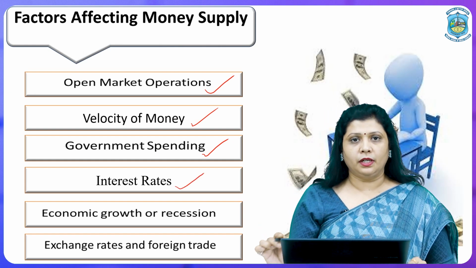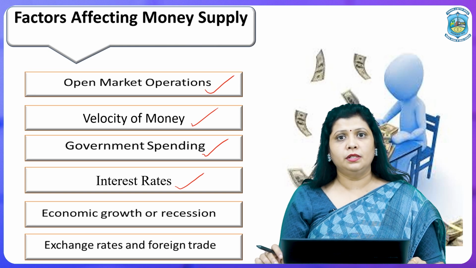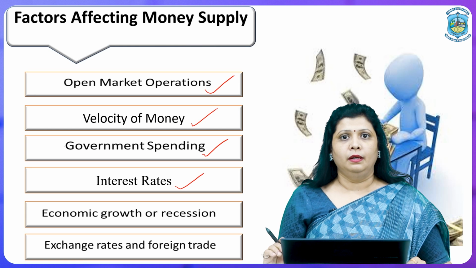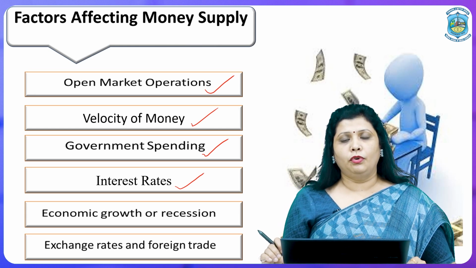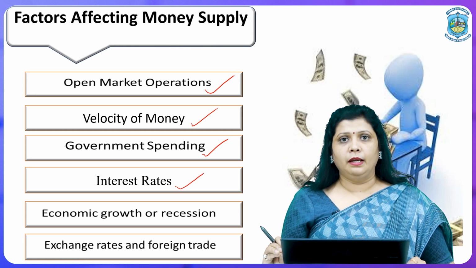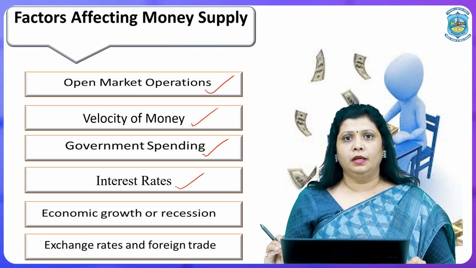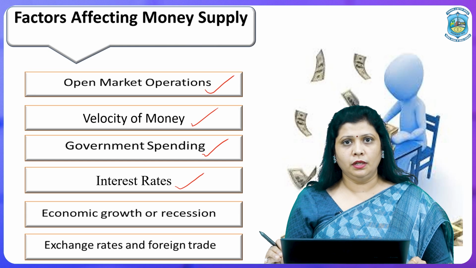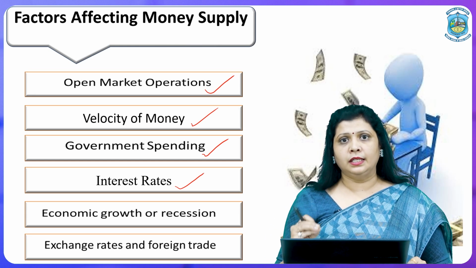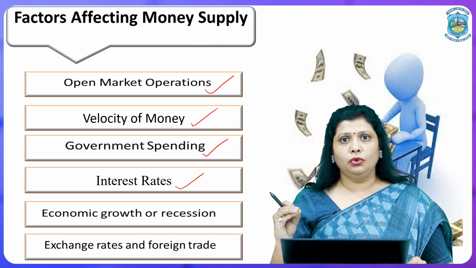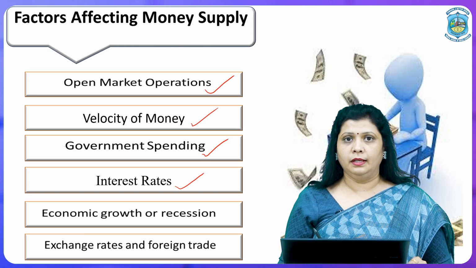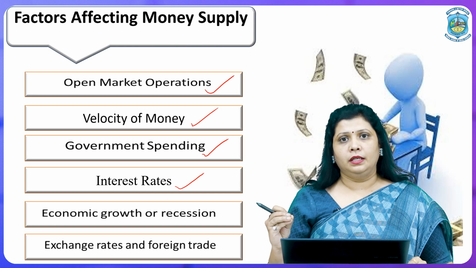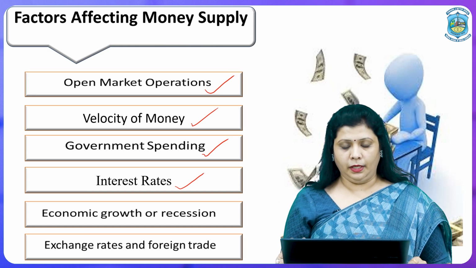Next is the interest rate. Suppose the interest rate is high in the economy. No one wants to borrow money from banks because at that time the borrowing cost is very high. So they wait for the interest rate to reduce. An increased interest rate shows a lesser money supply. A lesser interest rate creates more money supply and increases the flow of money in the economy.